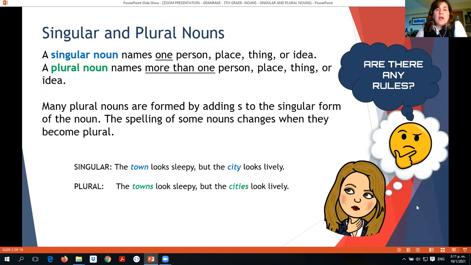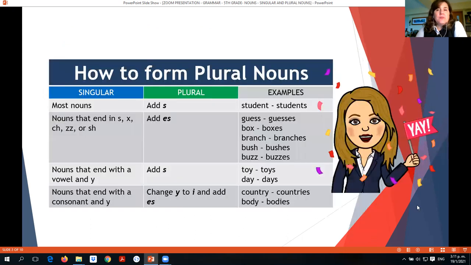So if we check on our next slide here, we will see that we have some rules. If we follow these rules, we will be constructing the plural forms of nouns very well. So we have a column for singular, plural, and examples. For most nouns in singular, if you add an S, you will have the plural form for most of them, but not for all of them. For example, for the word student, you only add an S, students, and you have the plural form.